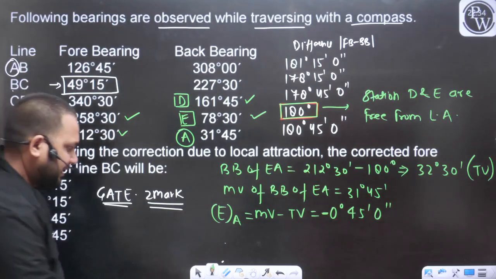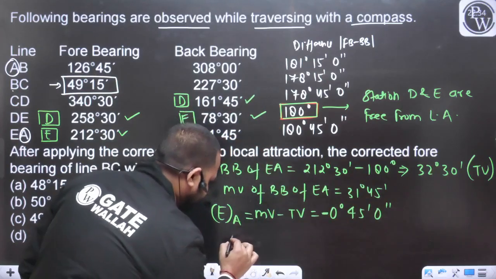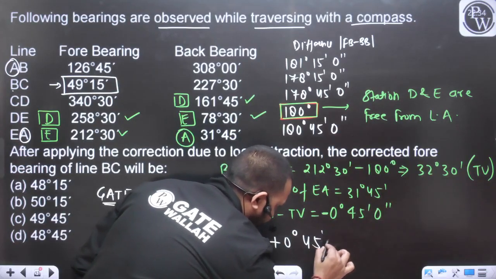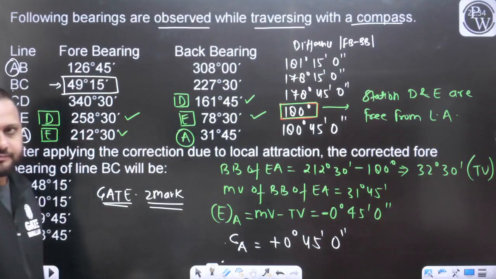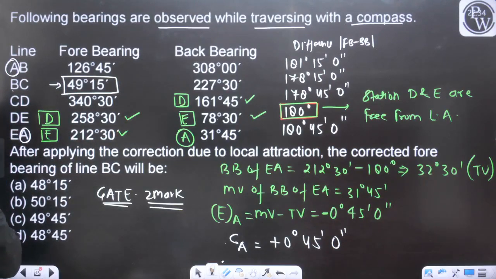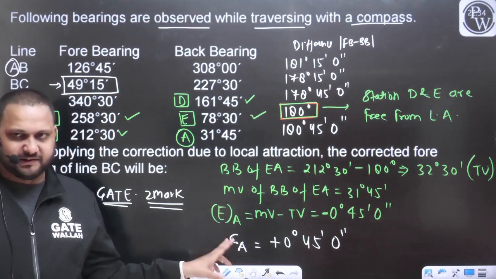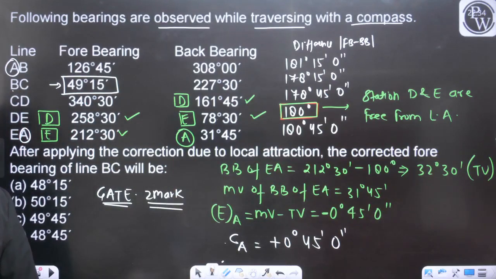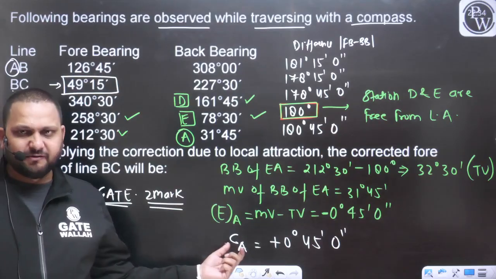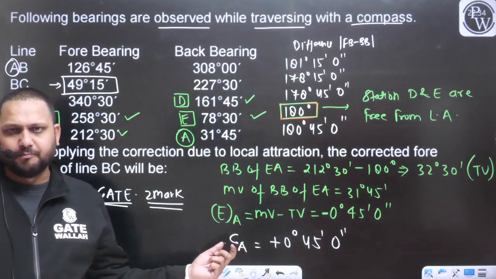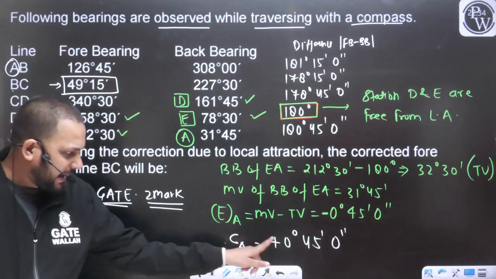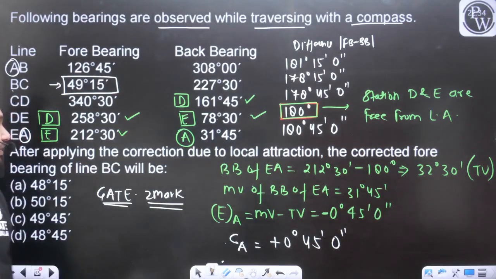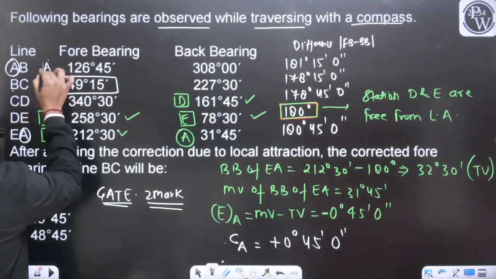If this is the error, can you tell me what will be the correction required at station A? Plus 0 degree 45 minute 0 second. Yes or no? Whatever values we have measured from the station A, if we apply this correction, we will get the correct values. Yes or no? This reading you have also taken from the station A.